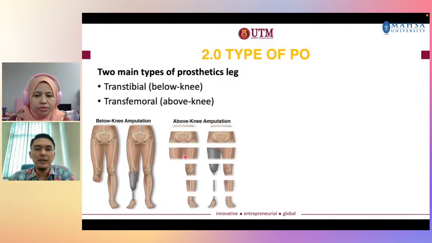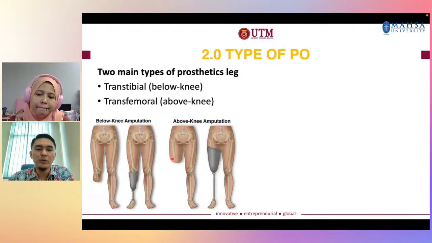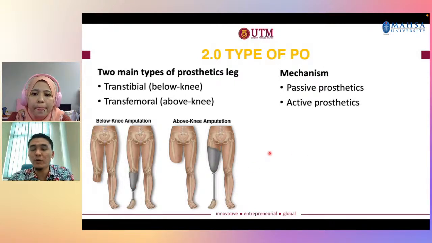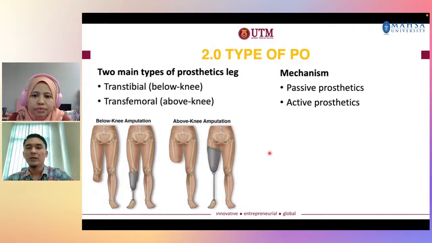And then the other illustration is for the above knee amputation, where the amputation or stump is above the knee joint. For the prosthetic, we call it transfemoral, because the socket is located at the femur bone. For this one, the socket is located at the tibia bone, so that's why we call it transtibial, and this one is transfemoral.